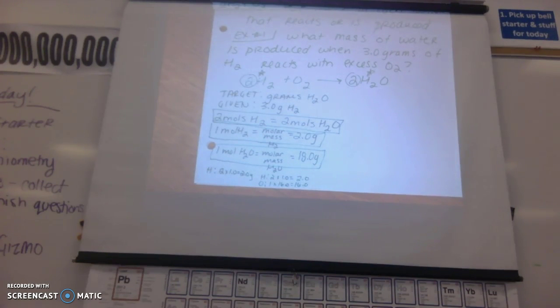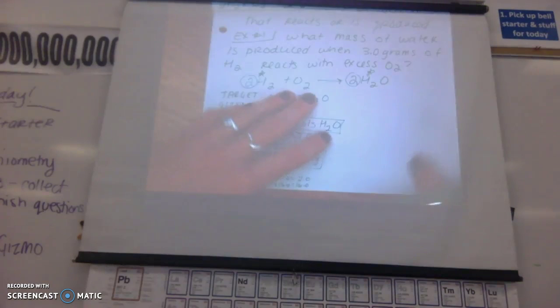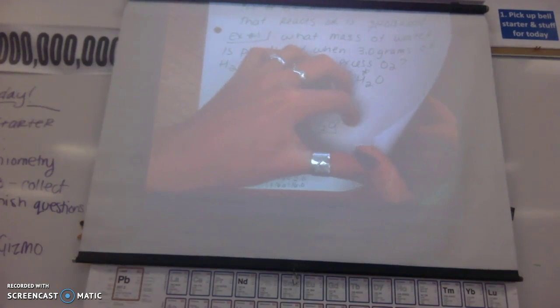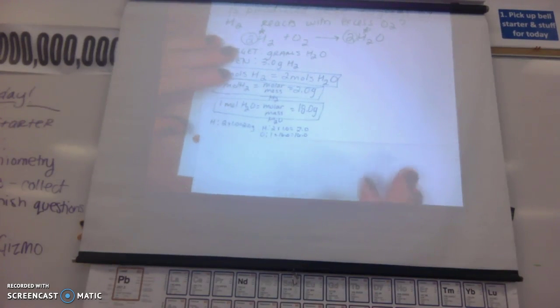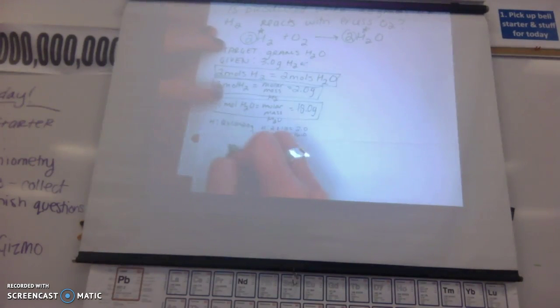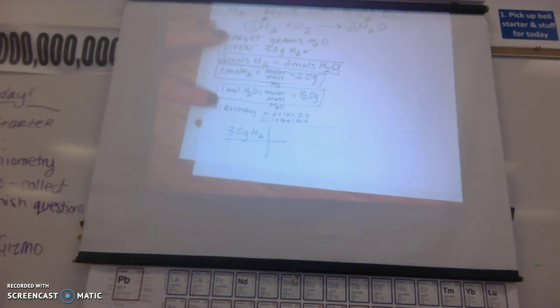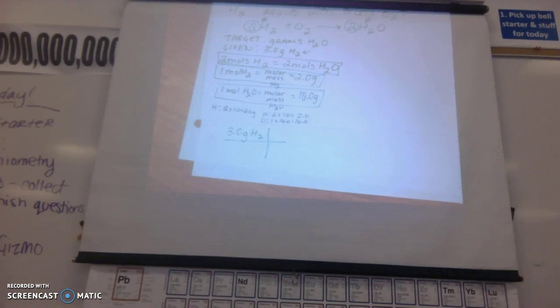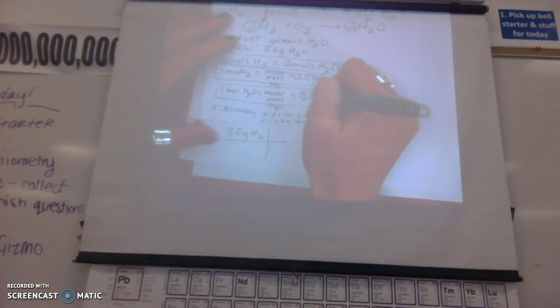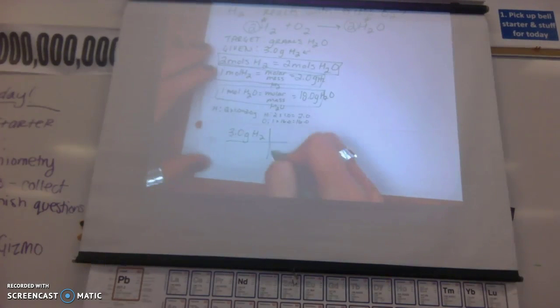Step 3, set it up. Always start with your given in the first box, which is this one, 3 grams of H2. And then I'm going to choose whichever one of my three equalities has grams of H2 in it. Which one has grams of H2? The second one. So 2 grams of H2 to 1 mole of H2.